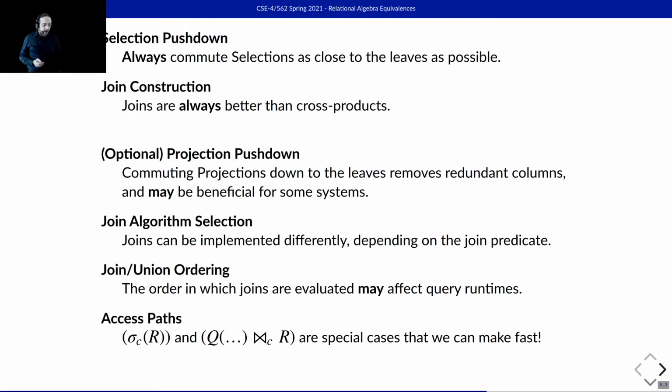For joins, joins are always going to be better than cross products. As we'll talk about in a couple of lectures, implementing a cross product requires an n squared runtime. And with a join, if you have the right condition, then you can almost always come up with a better join algorithm. That's not always the case, admittedly, but very often you want to take a selection sitting on top of a cross product and convert it into a join.